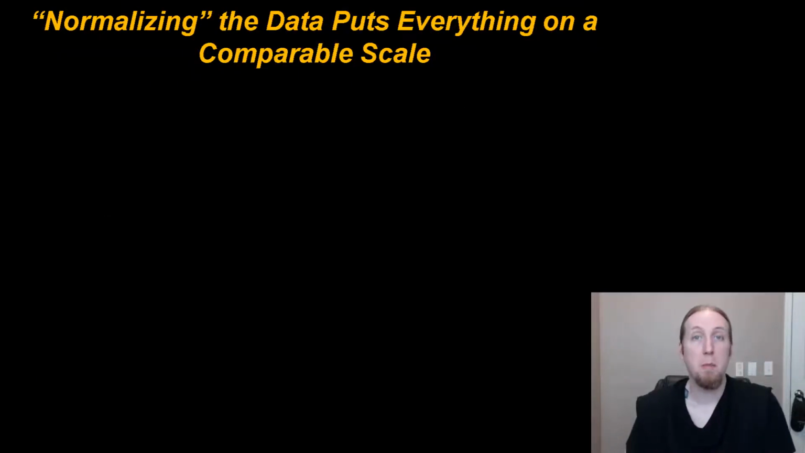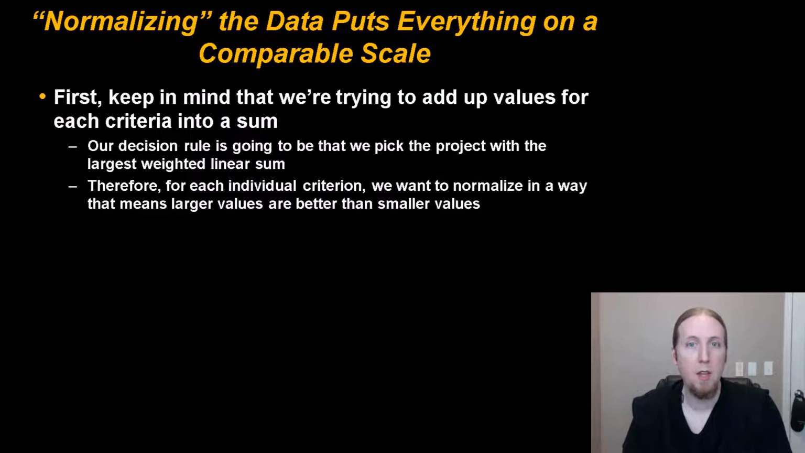First, let's talk about manipulating our data for the metrics, and then we'll deal with the weights. We want to normalize all of the metrics information to put it on an apples-to-apples scale. So what we're going to construct for each of our criterion is a value that ranges from 0 to 1, such that 1 is always the best and 0 is always the worst. We're going to be adding up all of these values ultimately into our weighted linear sum, and our decision rule that we want to use is to pick the project with the largest value of that weighted linear sum.